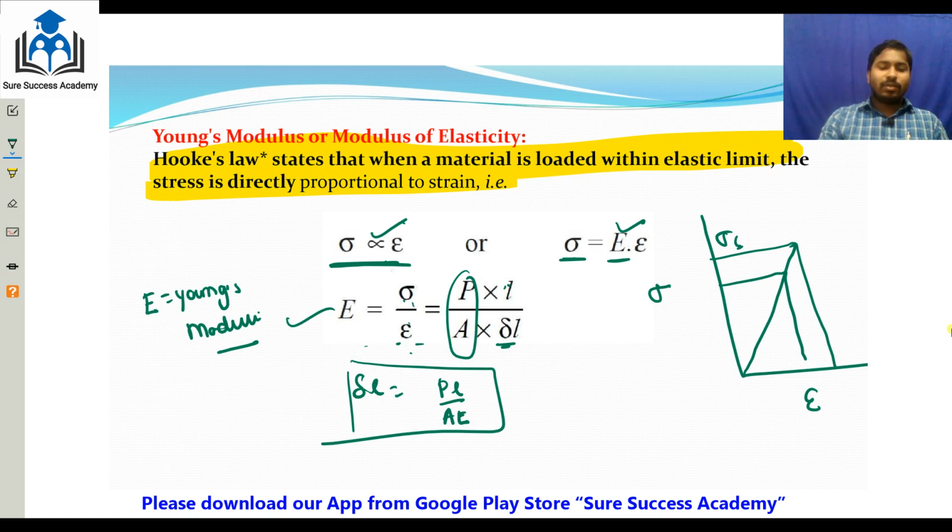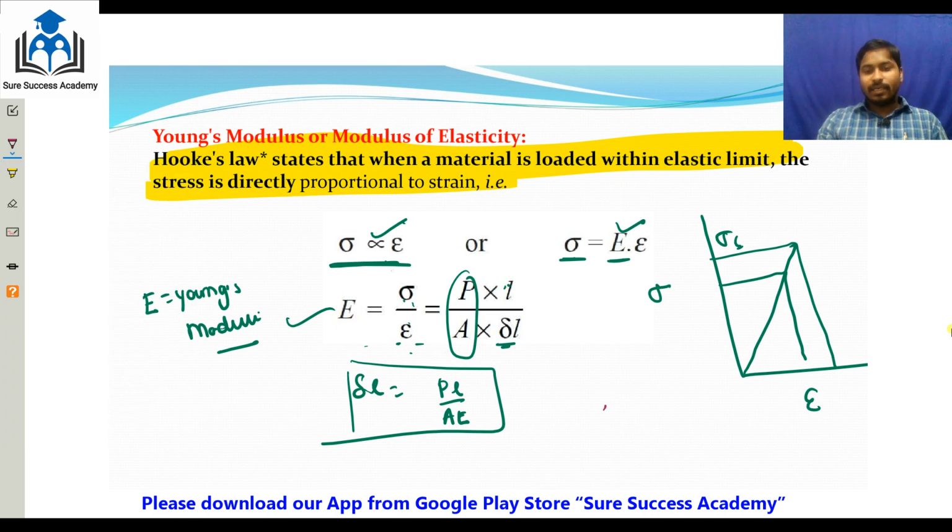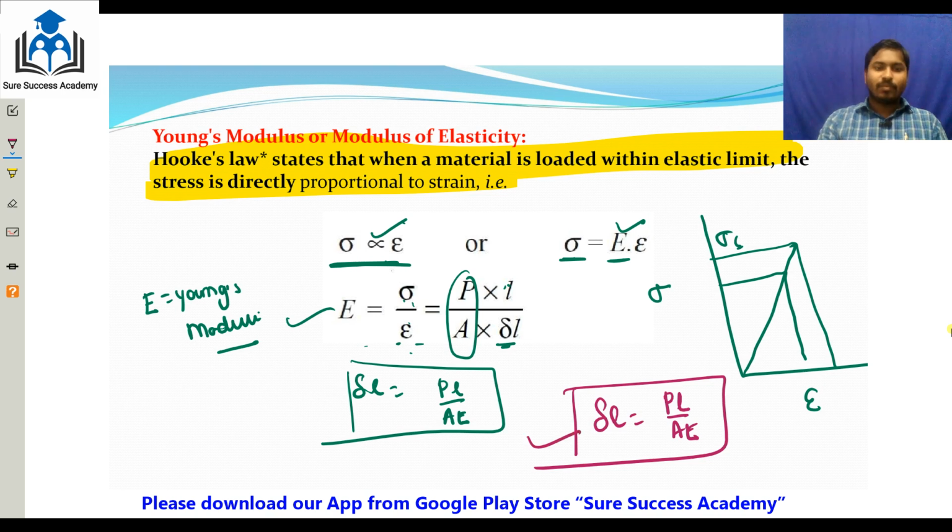Okay, this you remember. Del L is equal to PL by AE. In this direction you can find out the change in dimension also. So stress is P by A and strain is equal to del L by L. You know that from strength of materials also, remember that.